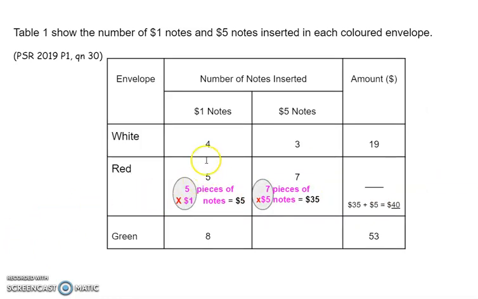So again, we do the same thing. There are 5 pieces of $1 notes, so it's equal to $5. There are 7 pieces of $5 notes, so it's equal to $35. So you want to find the total, isn't it? You want to find the total, so it means you need to find $35 plus $5. So the total sum is $40.